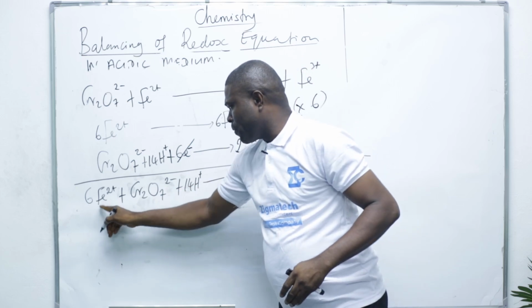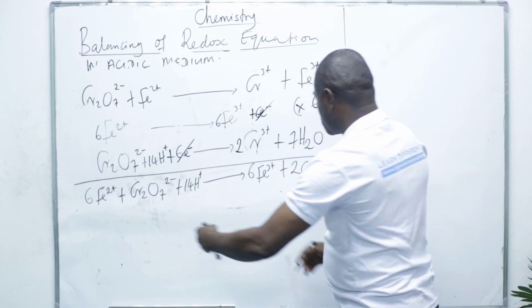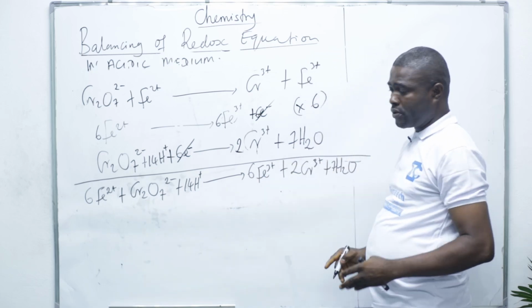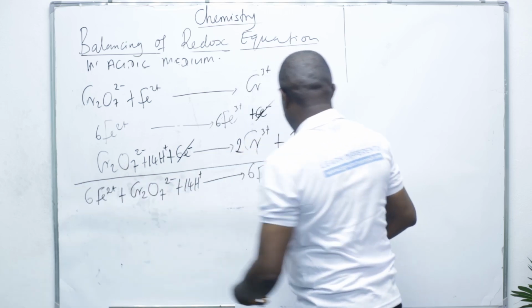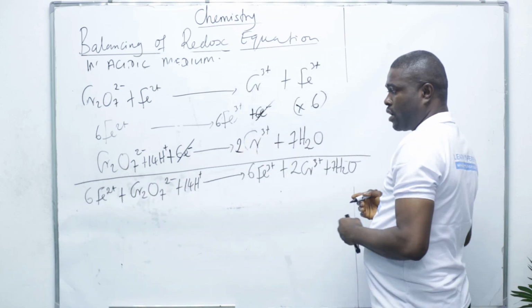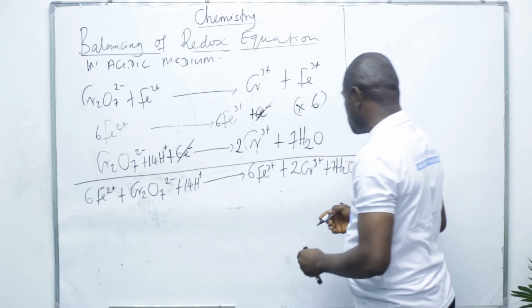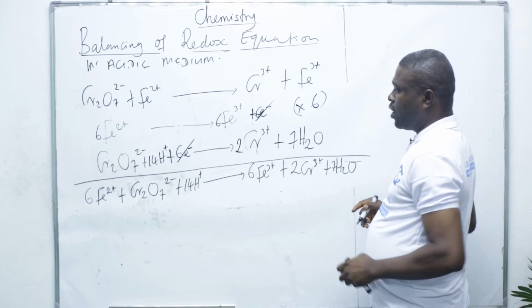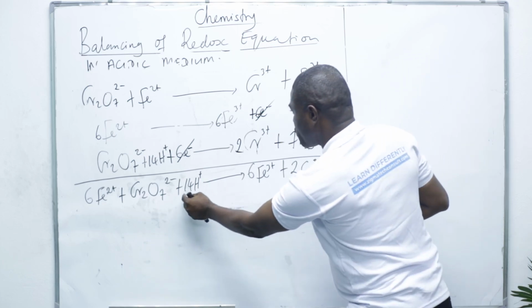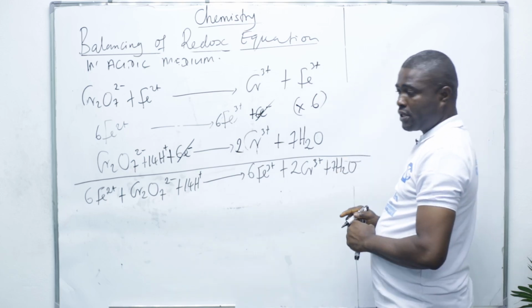6 atoms of iron can be found on the left hand side. Let's go to the right hand side. 6 atoms of iron. Let's go to chromium. 2 atoms of chromium here, 2 atoms of chromium here. Let's go to oxygen. I have 7 atoms of oxygen here, 7 atoms of oxygen here. Hydrogen, I have a total of 14 atoms of hydrogen. 7 times 2 is 14.